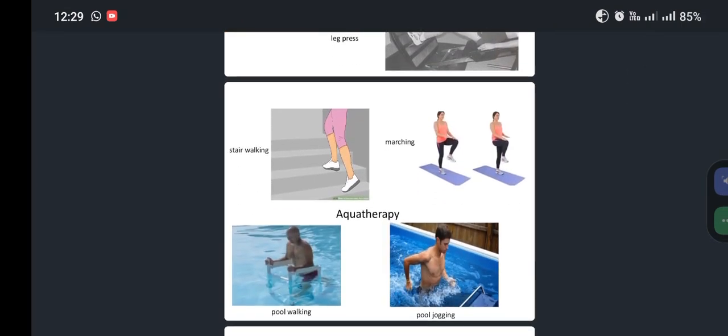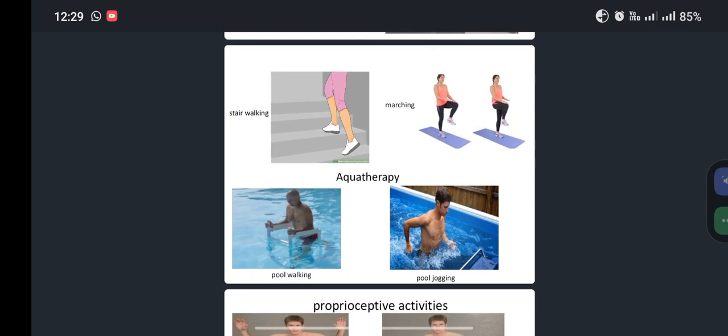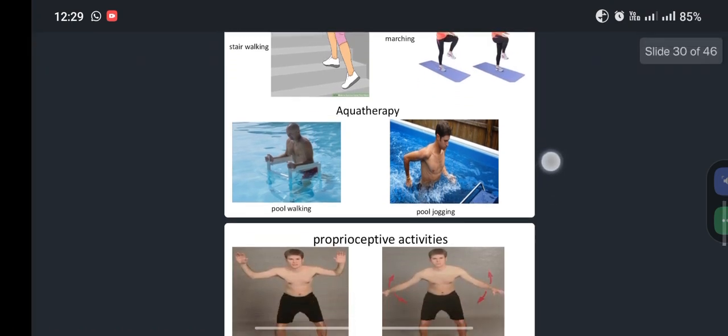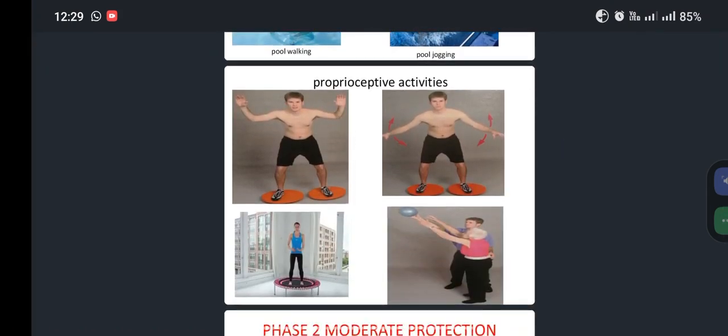Then stair walking can be started, and marching to improve hip flexor neuromuscular activation. Aqua therapy can be given if the stitches or incision have healed or no complication is there. So pool walking and pool jogging can be initiated.